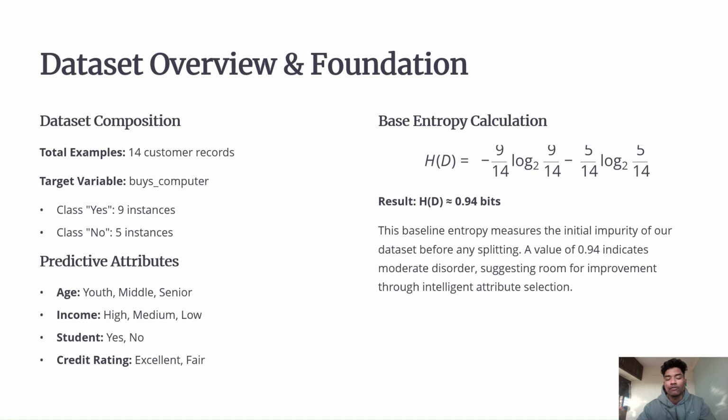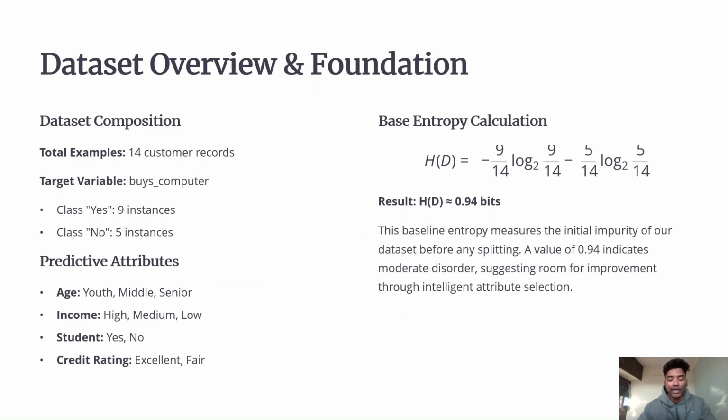So let's talk about the very first step, base entropy. The very first step in ID3 is calculating entropy, a measure of impurity or uncertainty. For our dataset, the entropy is 0.94 bits. This means that the dataset has moderate disorder. There is definitely room to reduce uncertainty by finding the best attribute to split on.